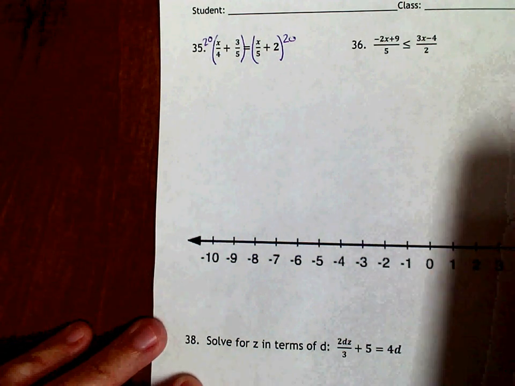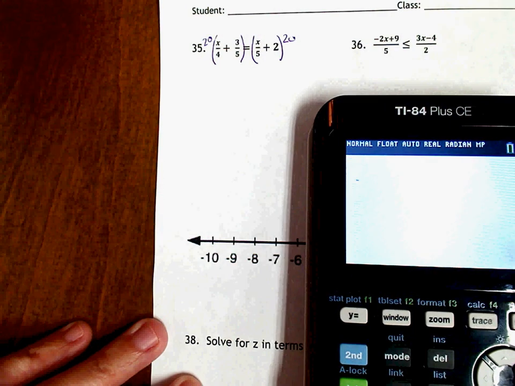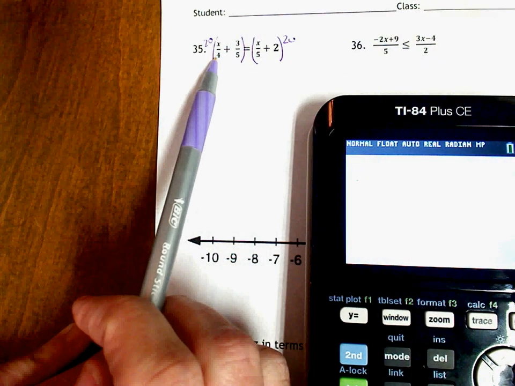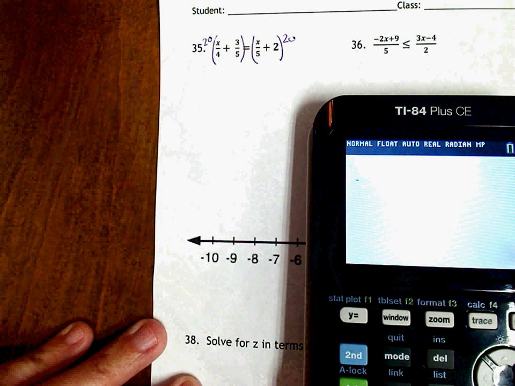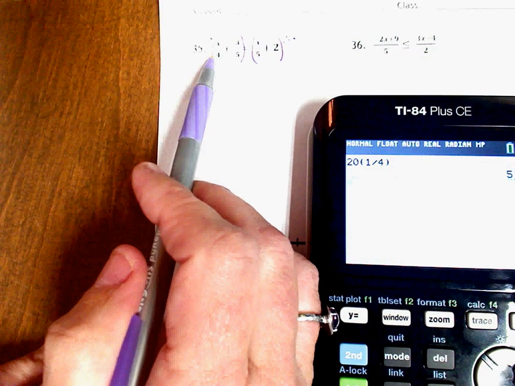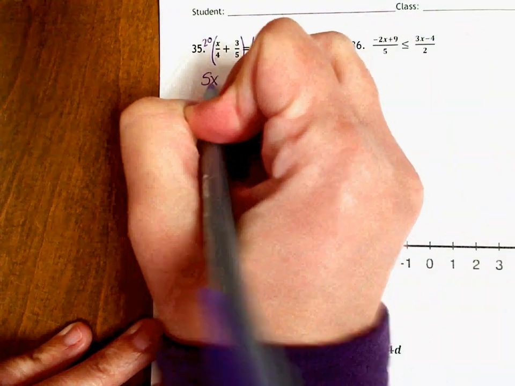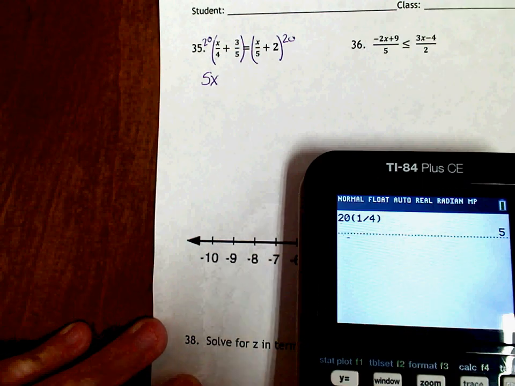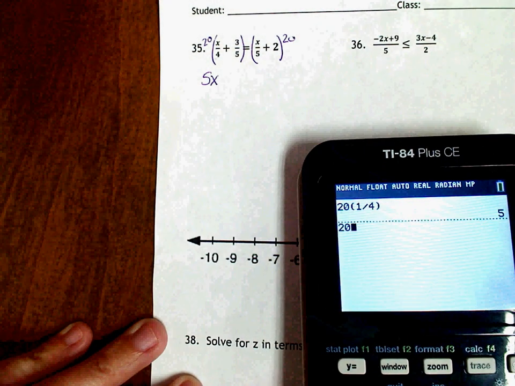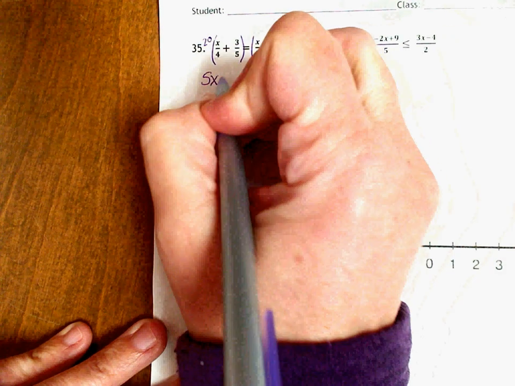Alright, now when we do that, if you're not real great with fractions, this fraction right here is 1/4. So it's 20 times 1/4, which is 5. So this is going to leave me with 5x. Okay, so I have 5x here. And then we're going to multiply 20 times 3/5. So 20 times 3 divided by 5, and that's 12. So plus 12.